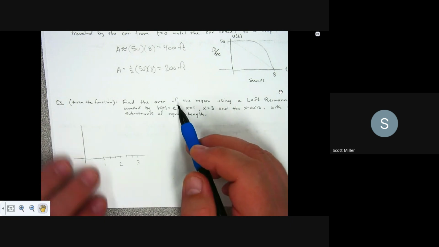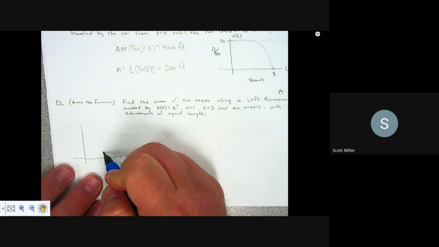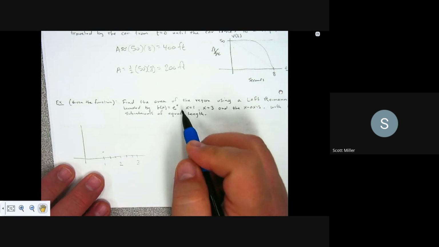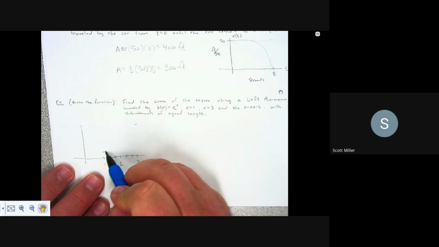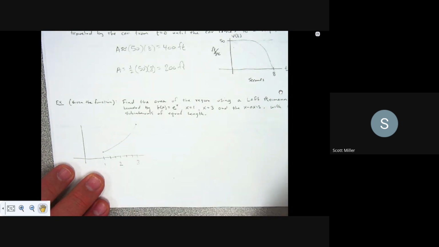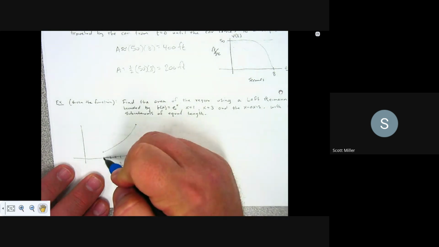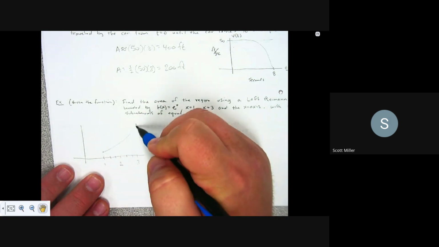So e to the 1 is like 2 point something, and e to the 3 is going to be in the ballpark of a little bit less than 27. So it's going to be up here somewhere. I don't know exactly where it is. We can figure it out a little bit later. So what I have is an e function that looks like that. This is the boundary of the region. And what I need to do now is a left Riemann sum, so I'm going to build rectangles in here where the left side is going to touch the curve.